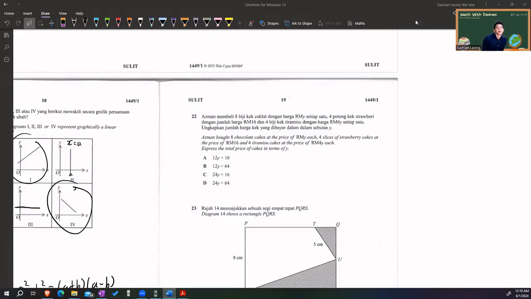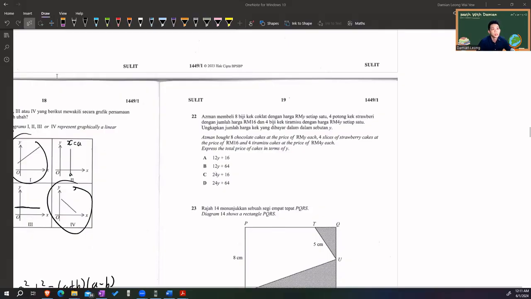Question 22. Asman membeli 8 biji kek coklat dengan harga RMY setiap satu, 4 potongan kek strawberry dengan jumlah harga RM16 dan 4 biji kek tiramisu dengan harga 4Y setiap satu. Ungkapkan jumlah harga kek yang dibayar. Okay, dalam sebutan Y. So we have to express total price of cakes in terms of Y. So we have to form algebraic expression.